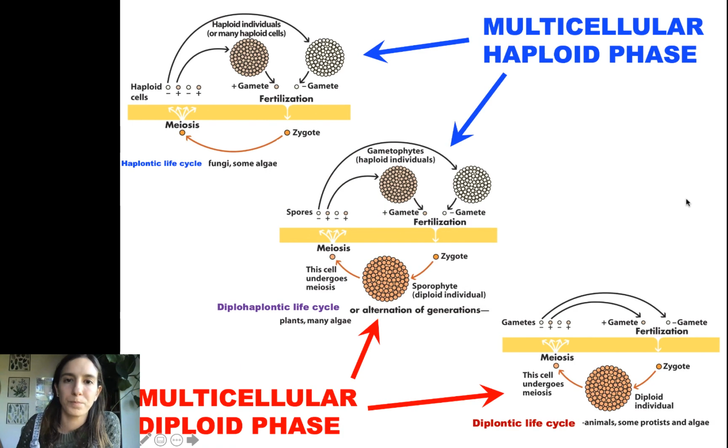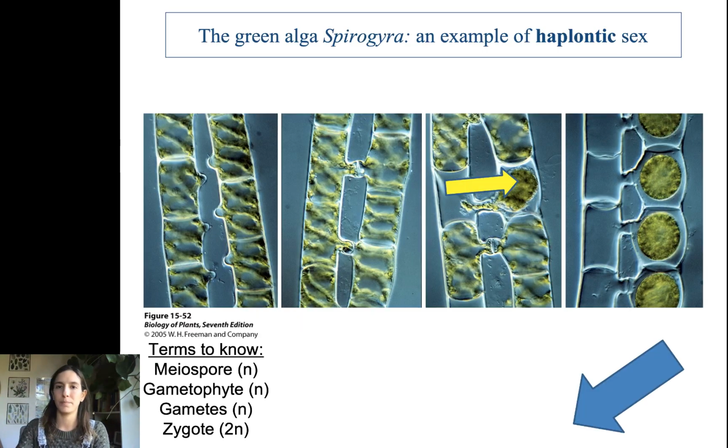Moving on. Let's compare these 3 types of life cycles. Multicellular haploid phases are found in 2 life cycles, and multicellular diploid phases are also found in 2 life cycles. So one of these life cycles has both types of multicellular phases, both haploid and diploid. Crazy. Okay, this has all been very theoretical. Let's show you some real life examples.